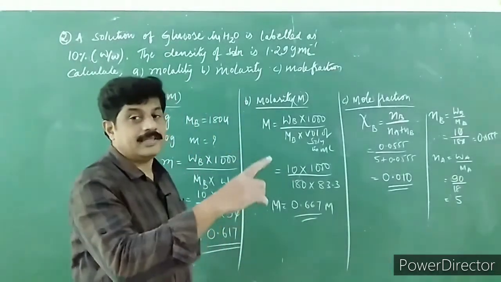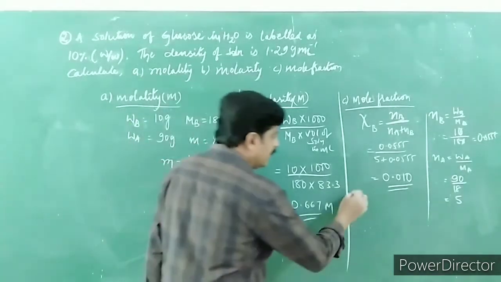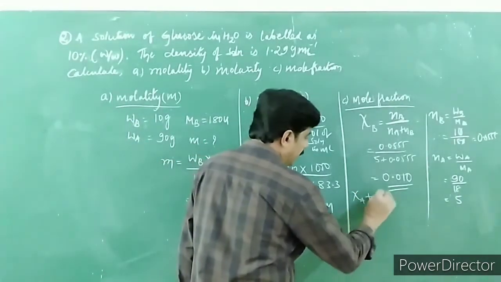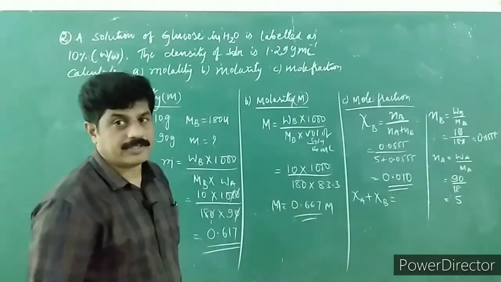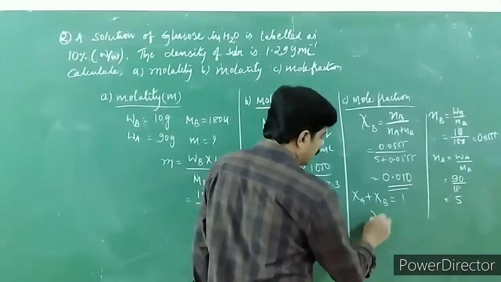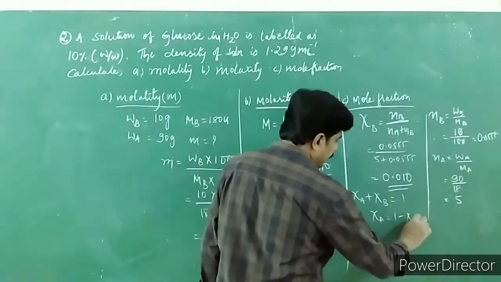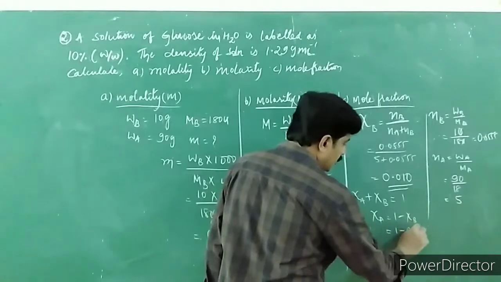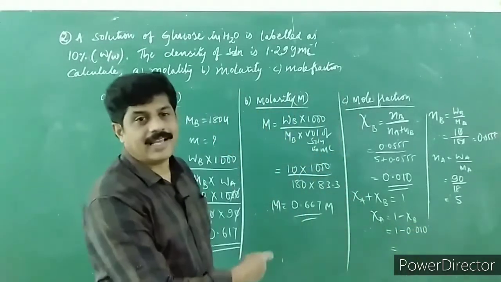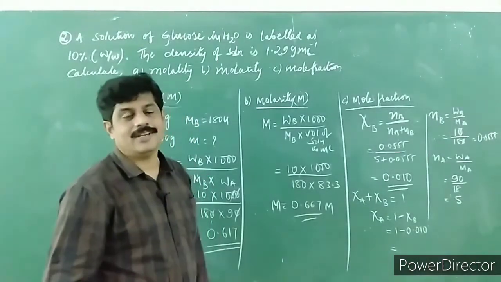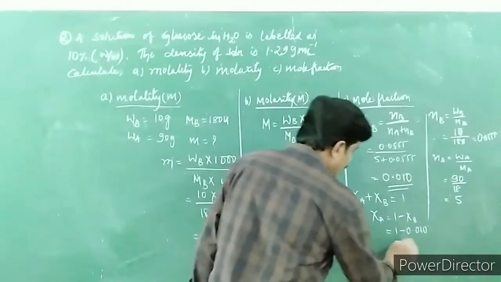So once you know the Xb, for the glucose, you can also calculate the mole fraction of water. How do you know that? For a binary solution, the sum of the mole fractions of the components is equal to 1. Now Xa is equal to 1 minus Xb, 1 minus 0.010. Children, if you calculate that, you are going to get 0.9.